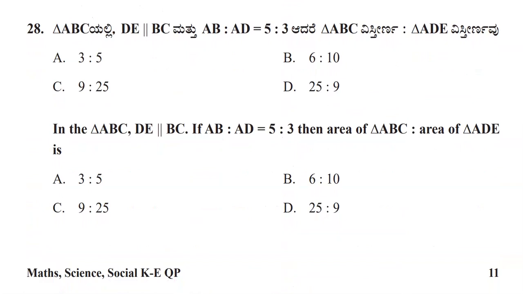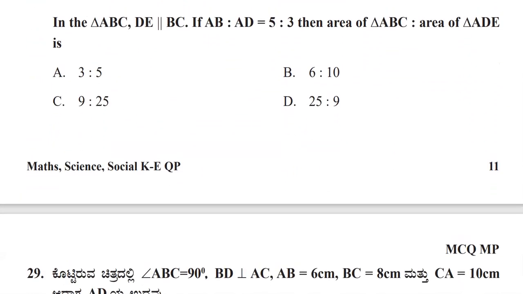Next, question number 28. In the triangle ABC, DE is parallel to BC. If AB is to AD is equal to 5:3, then the area of triangle ABC is to area of the triangle ADE is. The correct option is option D, 25:9.